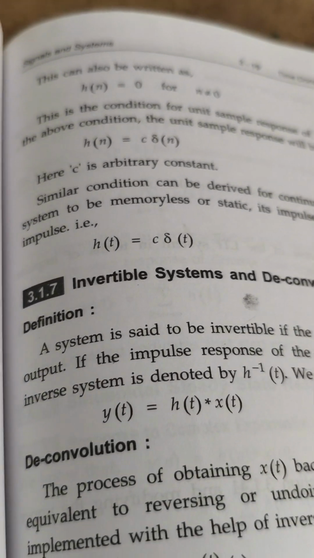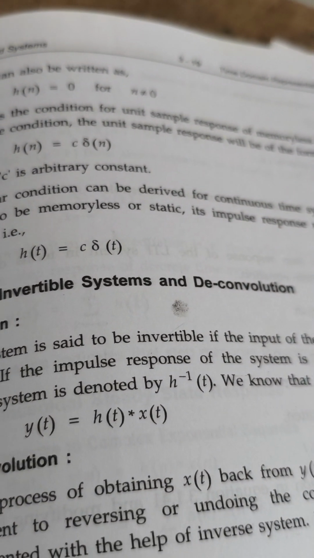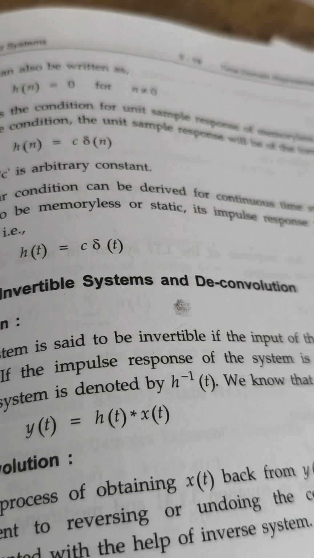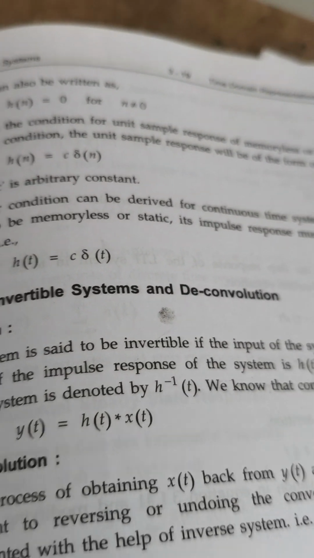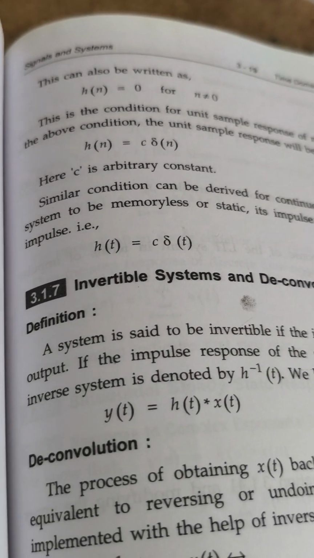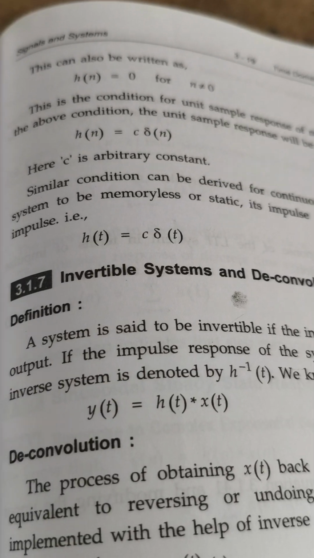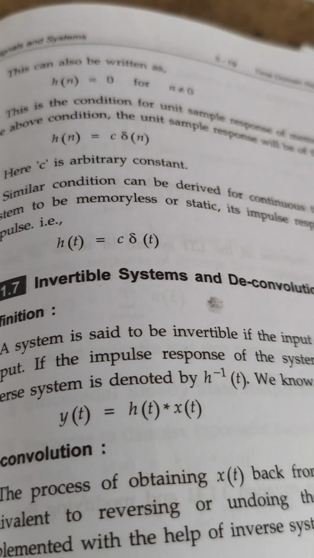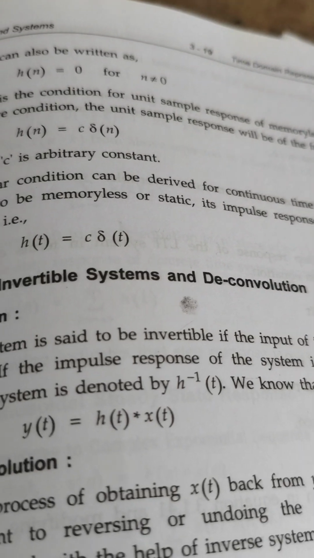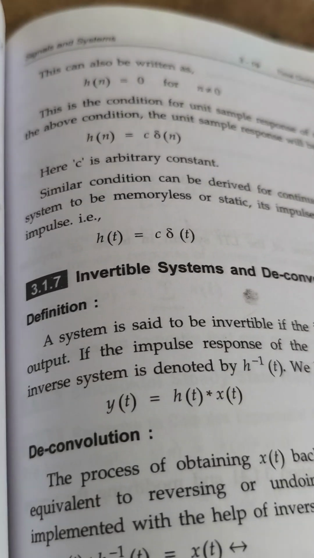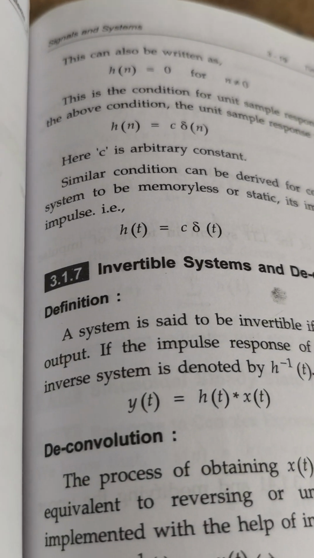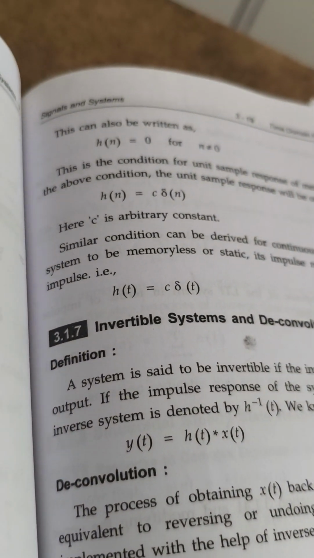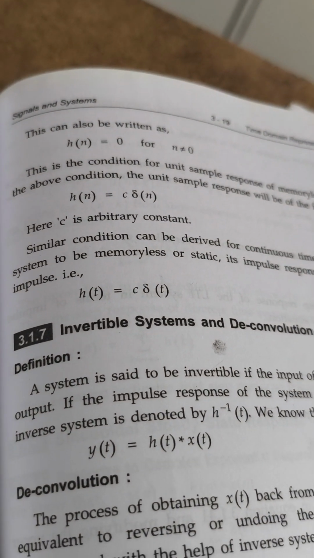Here, h of t is what? If the input to a system is the unit impulse, the output we get we call the impulse response. H of t is the output of the system. Suppose we have given the unit impulse, then the output we get, we call h of t. That is nothing but the impulse response.